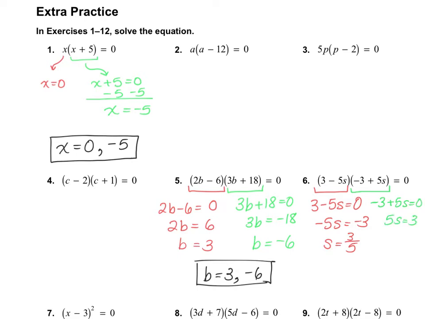And you'll notice that in this case, I got the same answer twice. That means that the root is repeated. Even though it doesn't look like it would be repeated up here, the final answer did end up being a repeated root. So that means that my final answer would be s is equal to 3/5. I don't have to repeat it twice because it's the same answer twice.